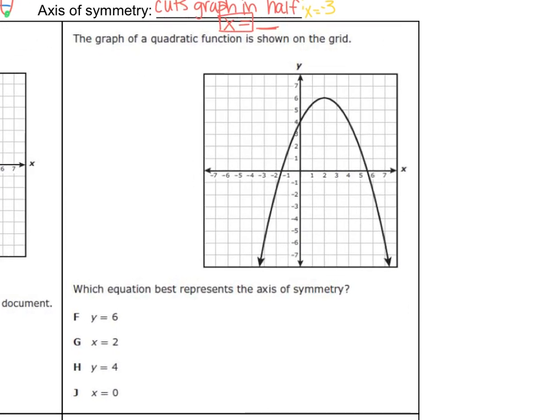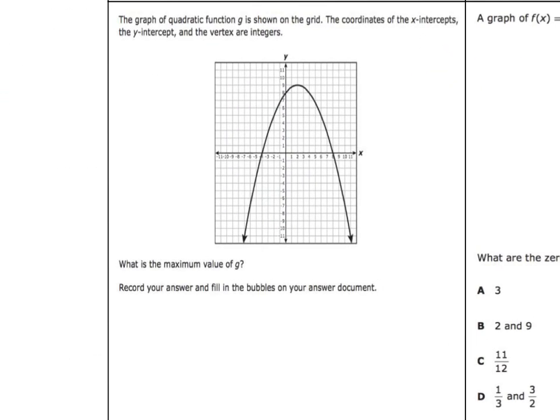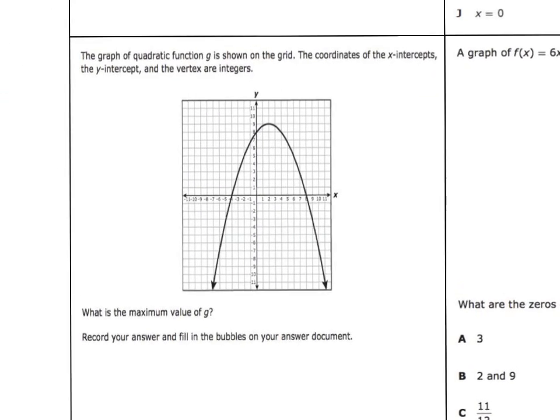The next one says, which one describes the axis of symmetry? So if I were to draw a line again that would cut this graph in half, I would draw it straight down the middle here, and that would be going through number 2. X equals 2. Remember, it's always x equals a number. On the next one, it says, what is the maximum value of this graph? If I were to find the very maximum value, that would be the highest point. So we look where that crosses through, and that is 9.